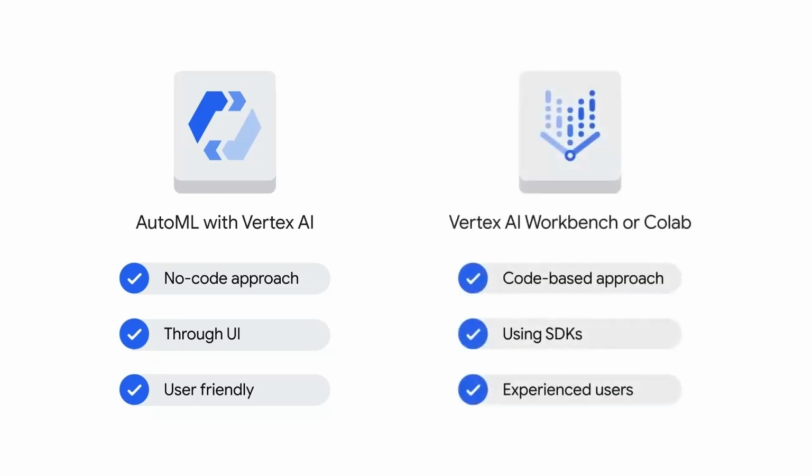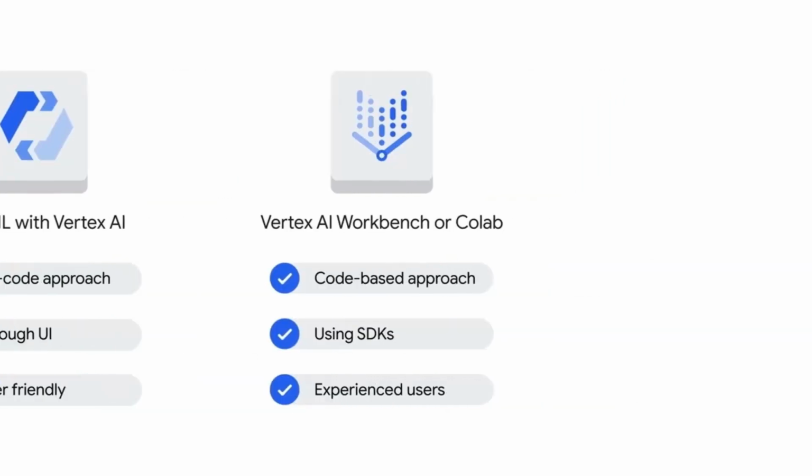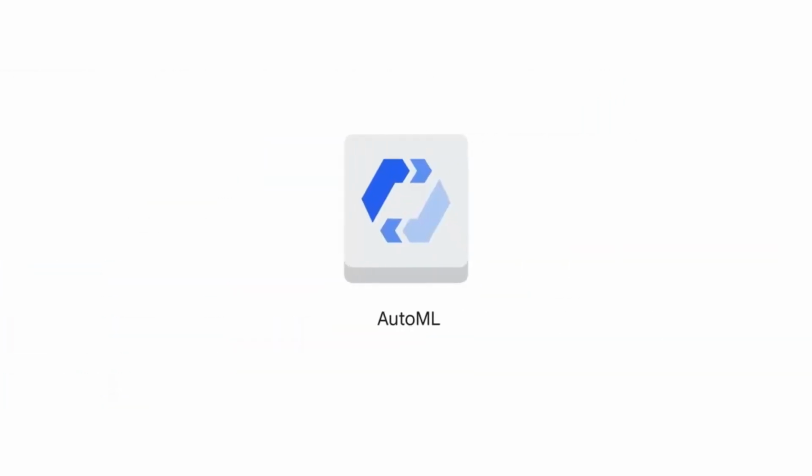Alternatively, you can code the workflow with Vertex AI Workbench or Colab using Vertex AI Pipelines. Vertex AI Pipelines is essentially a toolkit that includes pre-built SDKs, or software development kits, which are the building blocks of a pipeline. Coding the pipeline is a good option if you're an experienced ML engineer or data scientist and want to automate the workflow programmatically. Let's focus on AutoML next, and then explore the code-based approach later in this module.